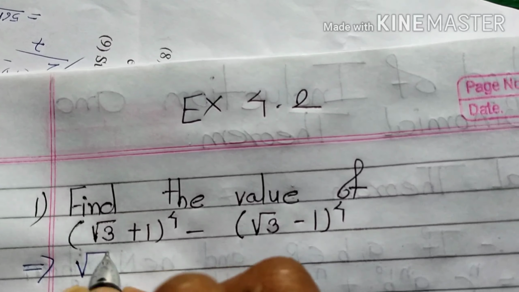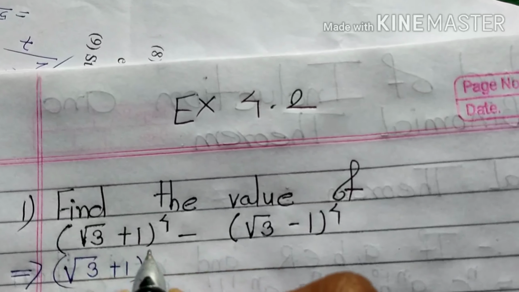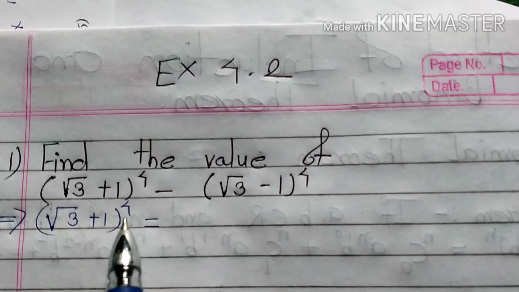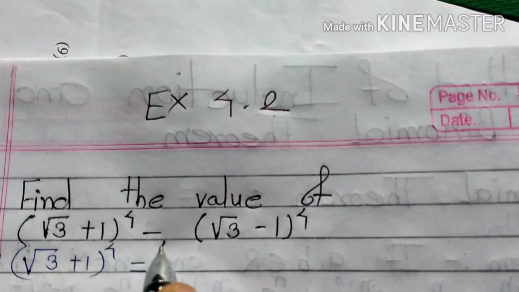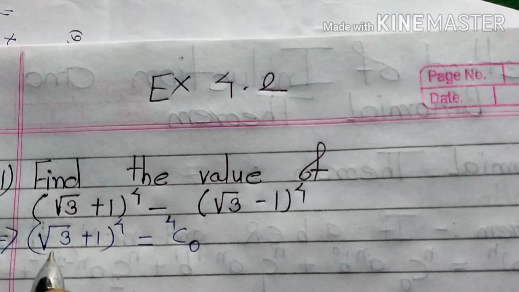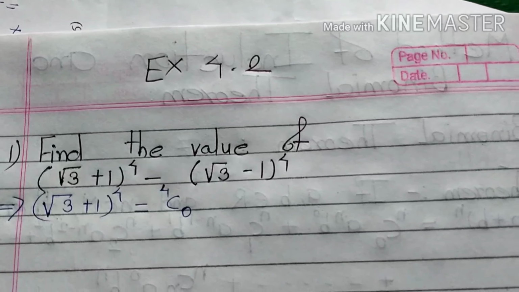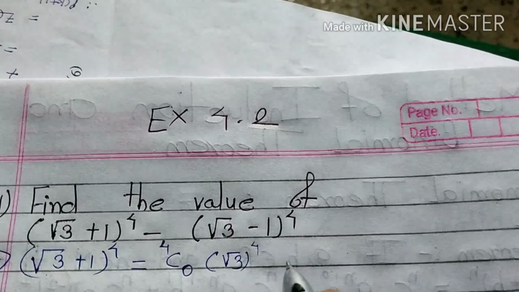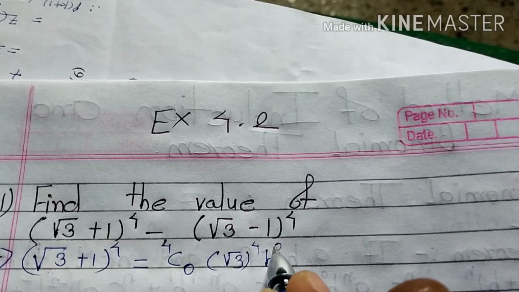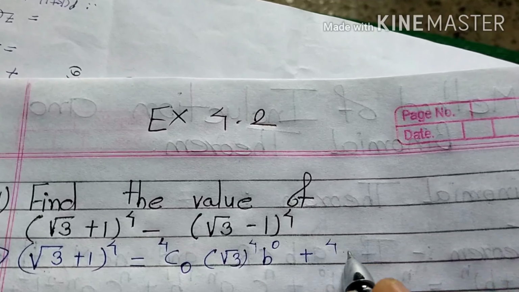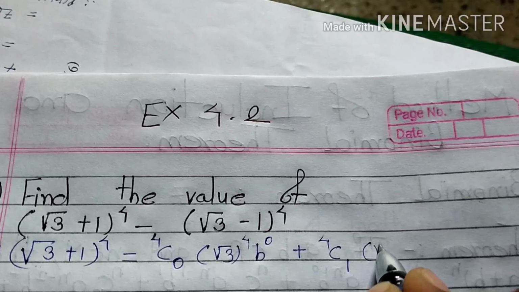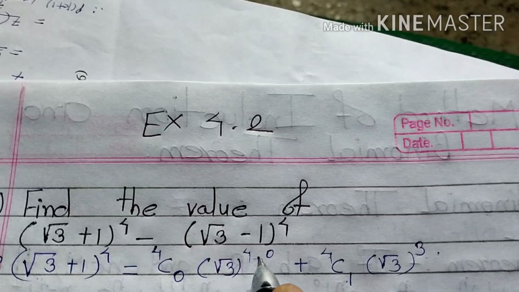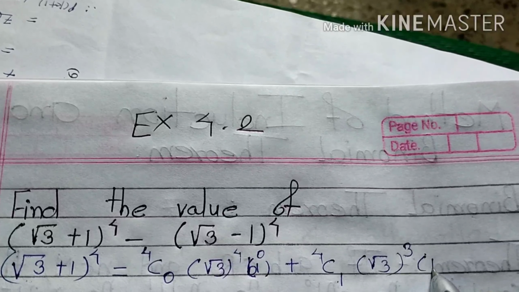So take first (√3 + 1)^4, which is equal to... Here you can use the formula (a + b)^n. So it is 4C0 (√3)^4 (1)^0 plus 4C1 (√3)^3, here a is √3 and b is 1, the subtraction of the power is 3, and b is 1 raised to 1.